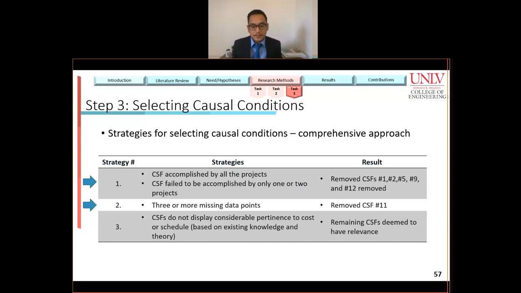Second, I removed CSFs from the set if there were 3 or more data points missing. This is fairly straightforward, and from this strategy, I removed CSF 11. And finally, I removed CSFs from the set if they did not display considerable relevance to cost and schedule based on existing theory and knowledge. The remaining CSFs all showed relevance. That is why I did not remove any other CSFs from the analysis.